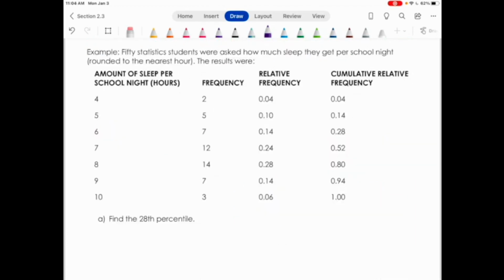All right, in this next example, we're given a frequency chart, and it says that there are 50 statistics students that were asked how much sleep they got per school night, rounded to the nearest hour, and the frequency chart shows the results. So when I look at this, the frequency means that there were 2 times that this happened. So there were 2 students that said they got 4 hours of sleep. There were 5 students that said they got 5 hours of sleep, etc.